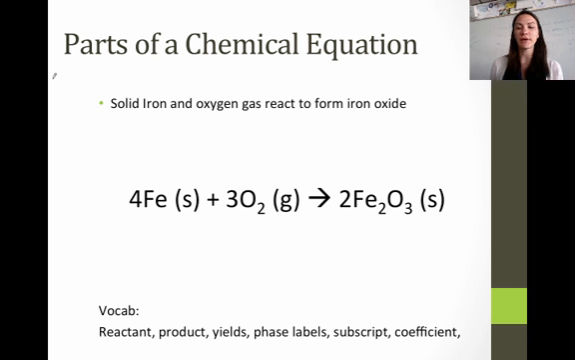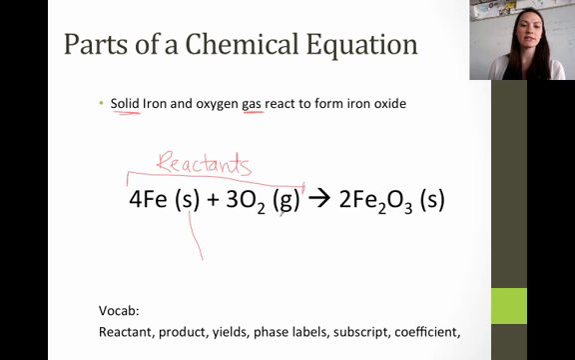What you need to start with is your reactants. That's these bits. You're going to just read them out. These are called your reactants: iron and oxygen. And we label them and give some indication of what the phase is. You will be responsible for knowing this.